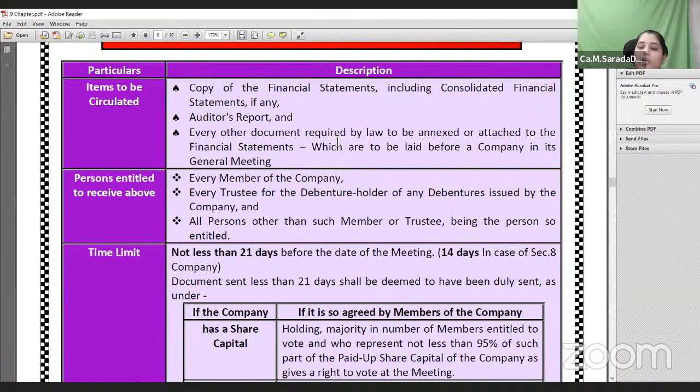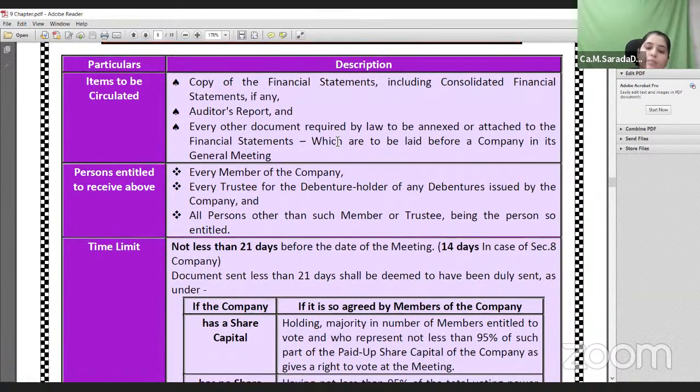They will check and the members of the company will verify, and accordingly they will present in the meeting, particularly for the purpose of deciding on the ordinary business matters like adoption of the financial statements, declaration of the dividend, appointment of auditors, fixing their remuneration, and appointment of a director. For all these ordinary business matters, they will come to the AGM and they will pass resolutions.